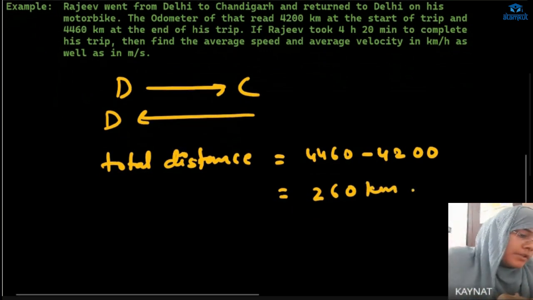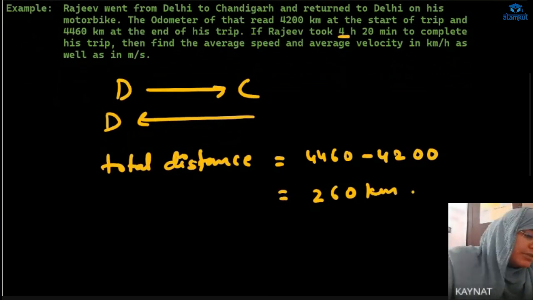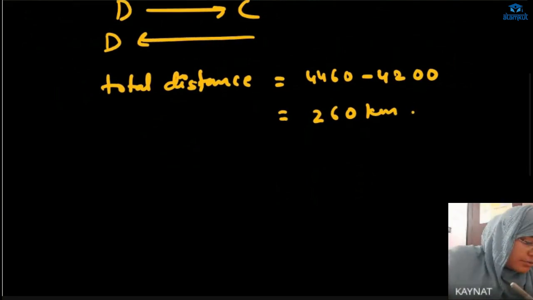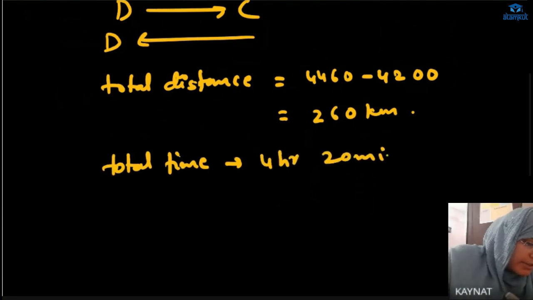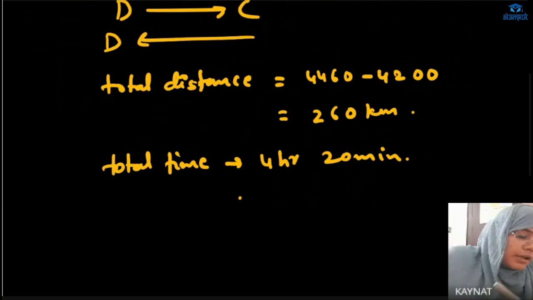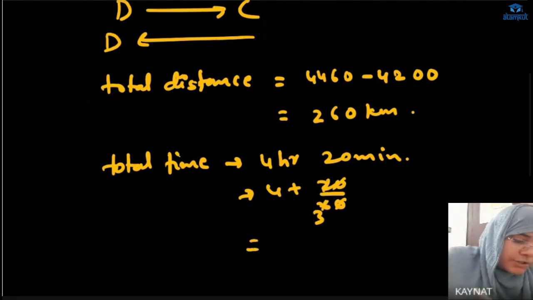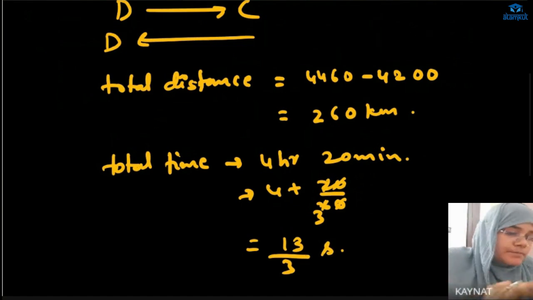And for time taken, Rajiv took 4 hour 20 minute. Let us change it into total hours. If we convert this into hours, then it would be 4 plus 20 by 60, which is 1 by 3. So 4 threes are 12, 12 plus 1, it would be 13 by 3 hour. This is the total time.